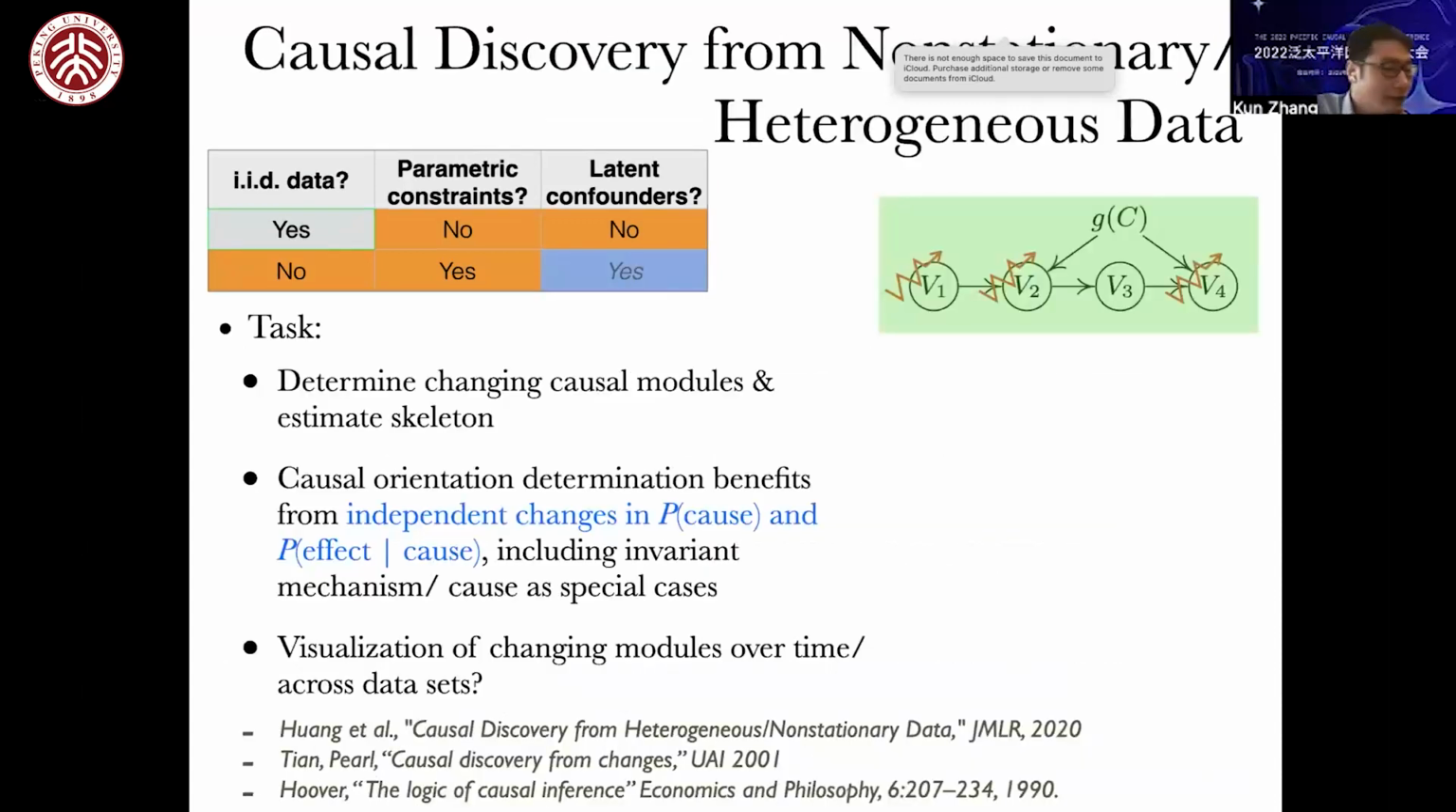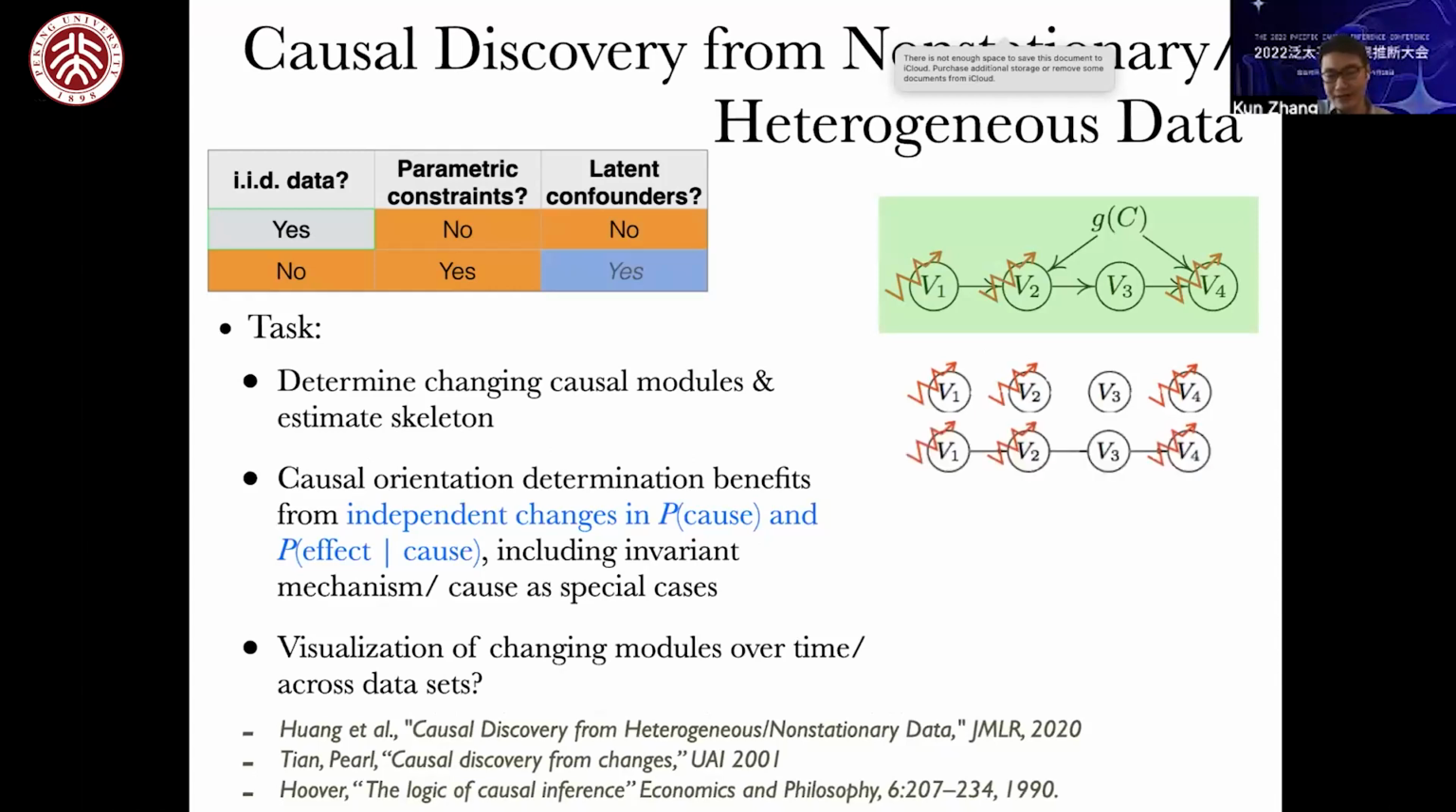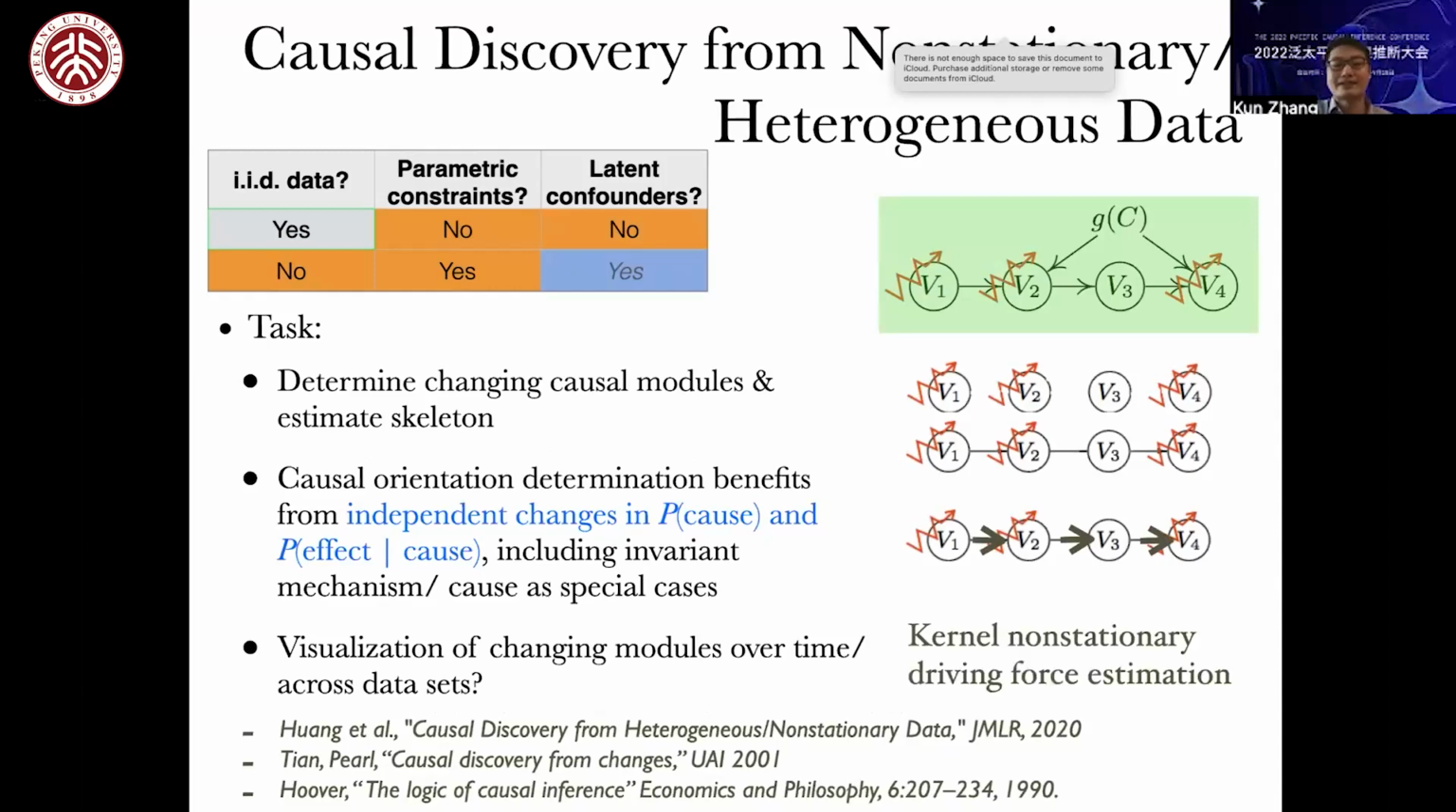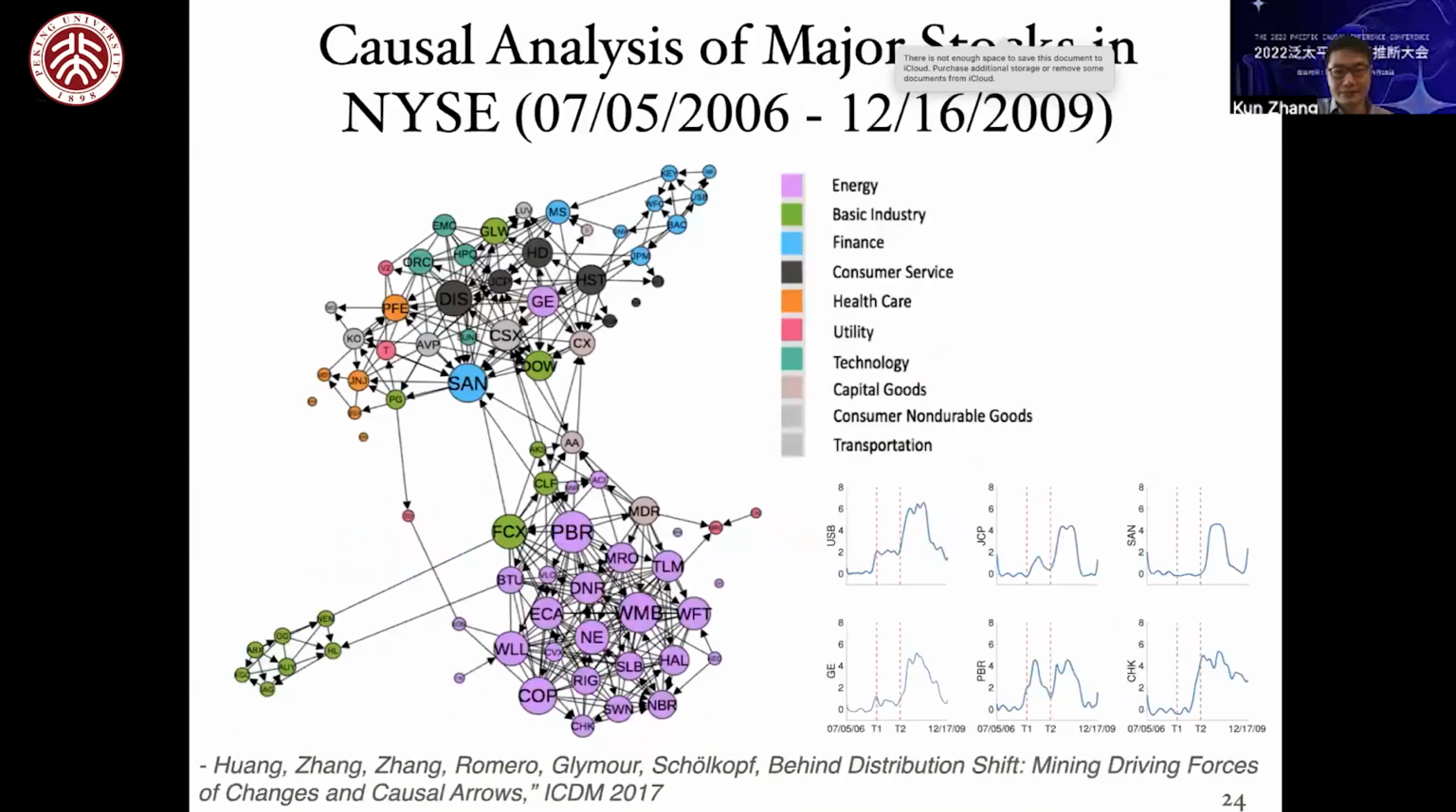So here, for causal discovery from non-stationary data, we can first of all find for which variables the causal mechanisms may change, and then recover the skeleton and the causal directions. And you can even find a way to represent the change in the causal influence. Okay, so I'll skip this example.